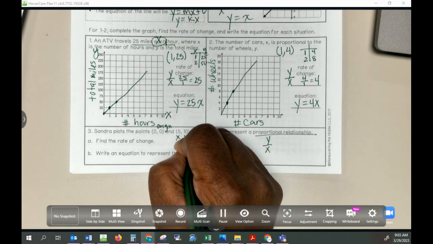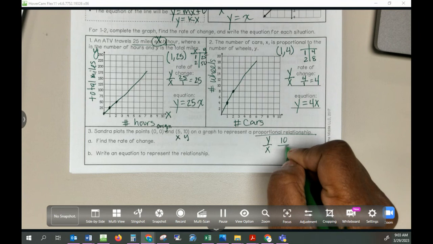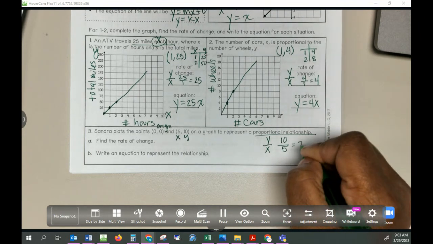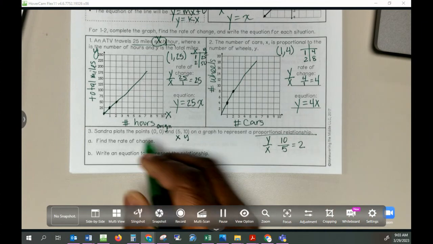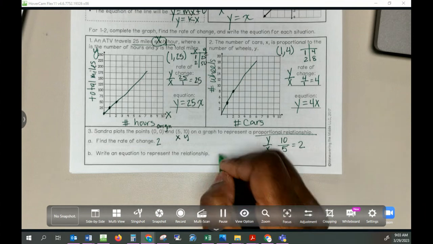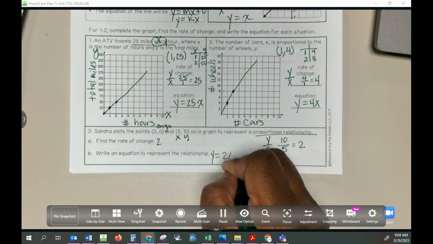If this is her x and this is her y, that's 10 over 5. 10 over 5 is just 2. So my rate of change will be 2. And my equation will be y equals 2x.